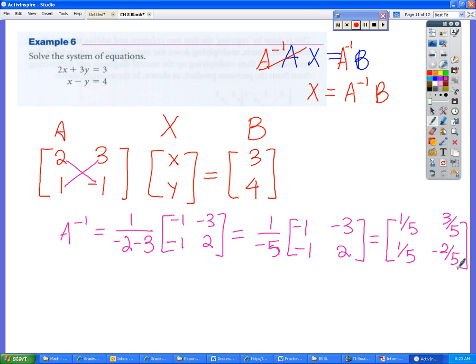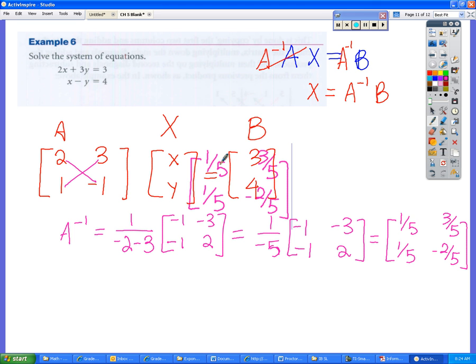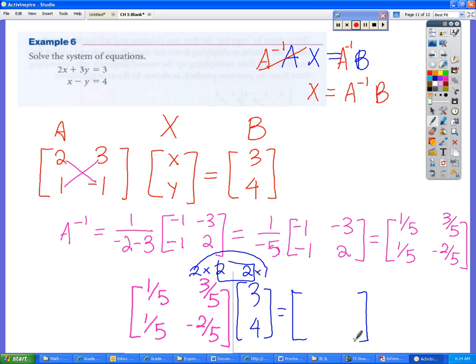Okay? And then I'm going to take that matrix, and oopsie, that's A inverse. I'm going to multiply it by B, just 3, 4. So this is a 2 by 2. This is a 2 by 1. These are the same. My result will be a 2 row by 1 column, which should make sense. So row 1, column 1, I would get 3/5 plus 12/5. And who was I kidding with all that space?